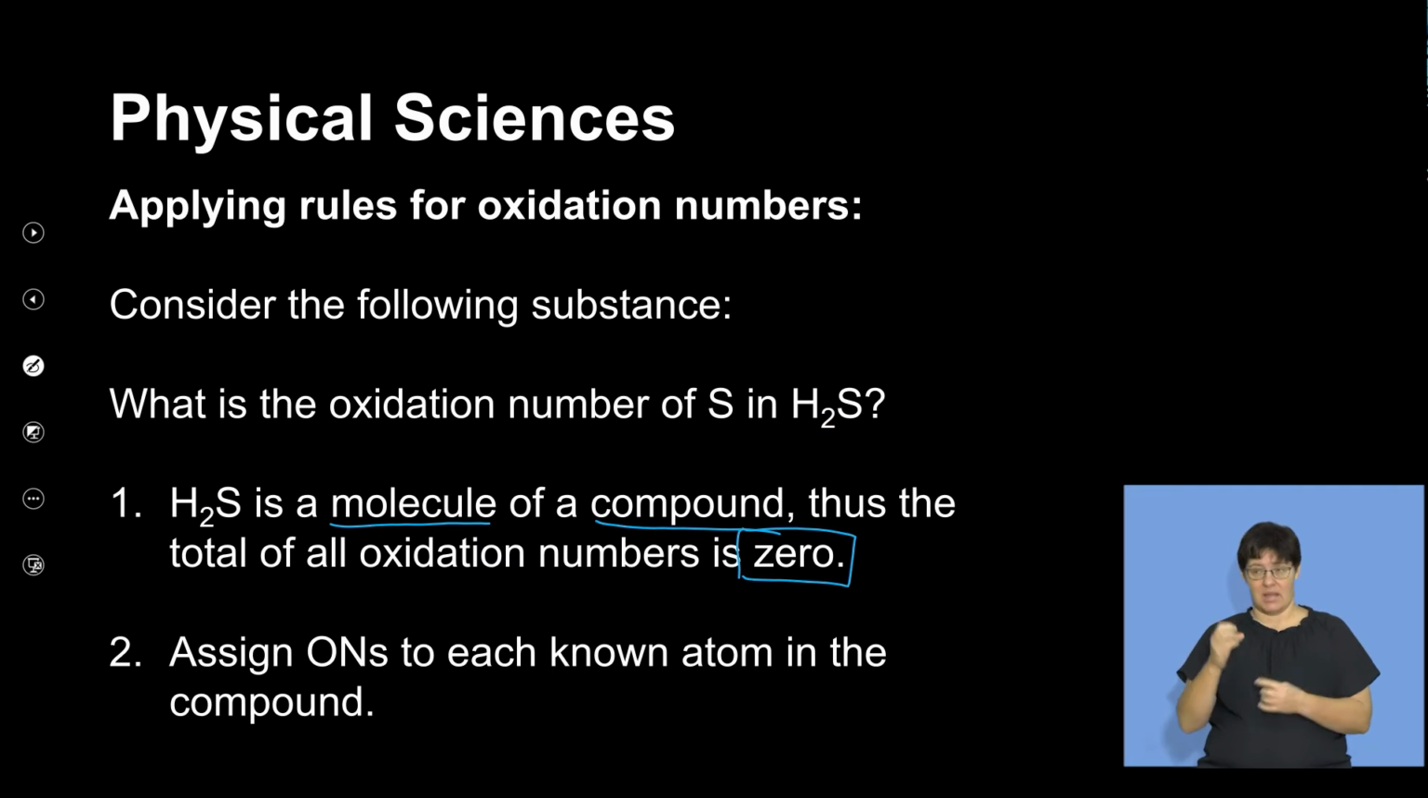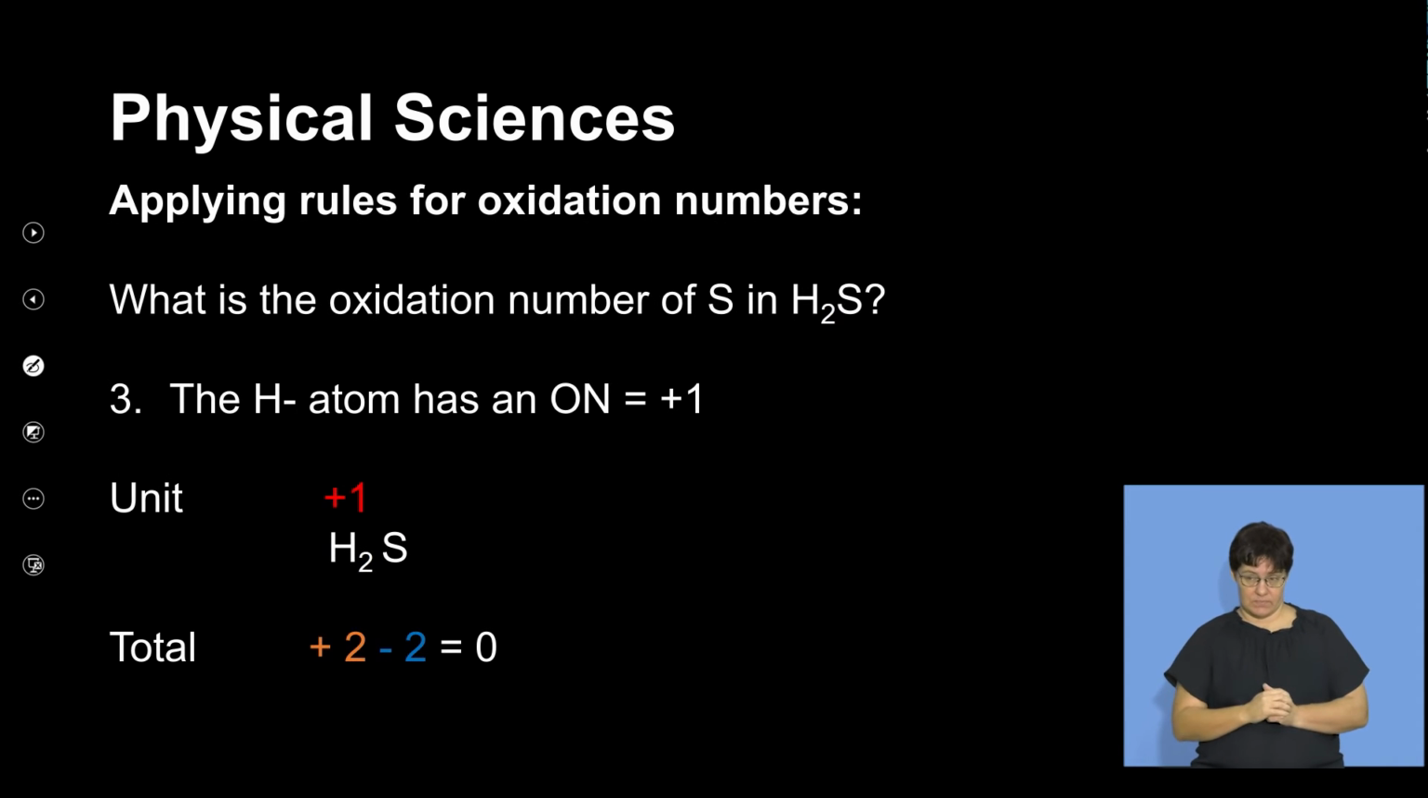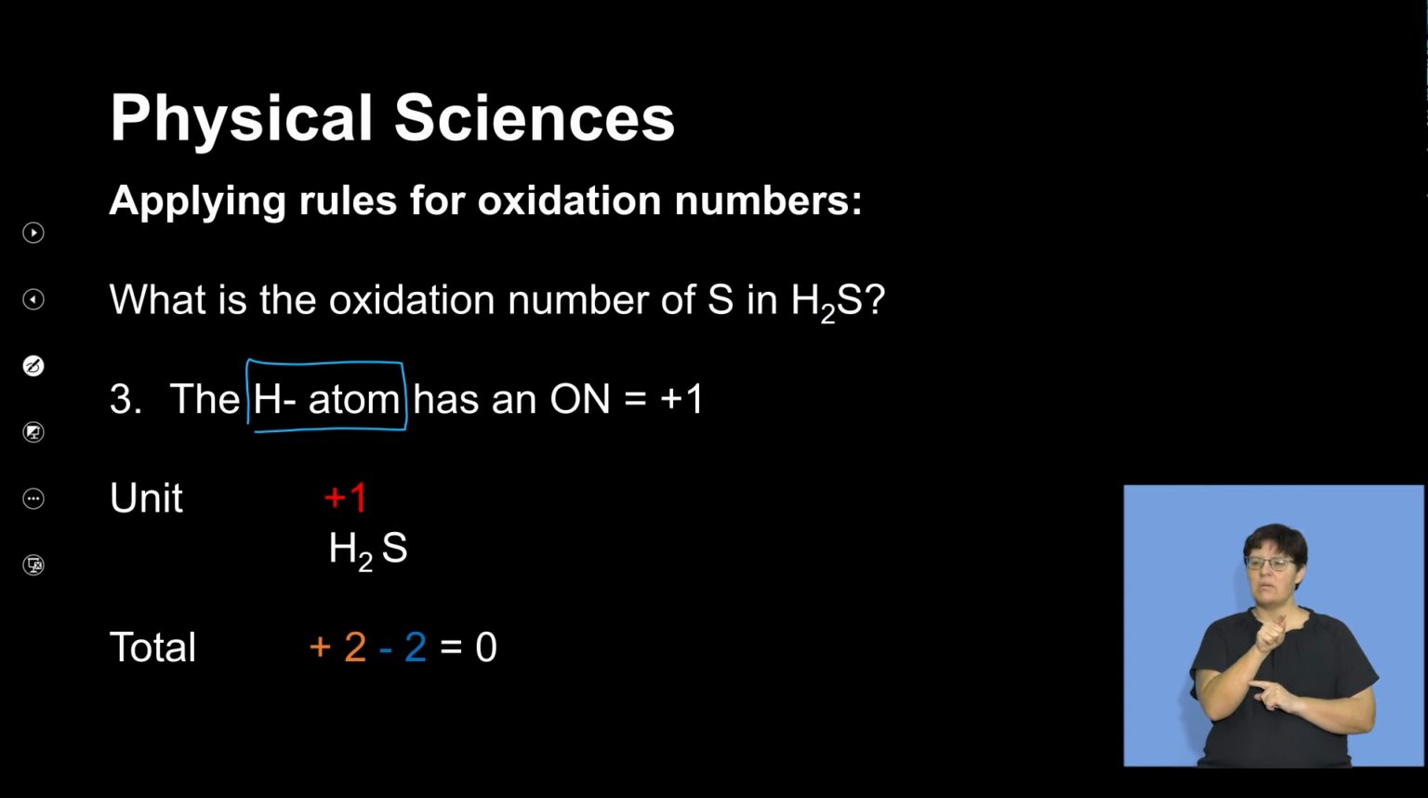That's our first rule that we have to recognize in this case, right? So we'll assign oxidation numbers to each unknown atom in the compound. So total is equal to 0. That's what we know by now, right? And then what else? We are saying the hydrogen atom, because there's a specific rule that talks about the hydrogen atom. So any hydrogen atom, except in a hydride, has an oxidation number of +1. So the unit oxidation number of hydrogen is +1, right?